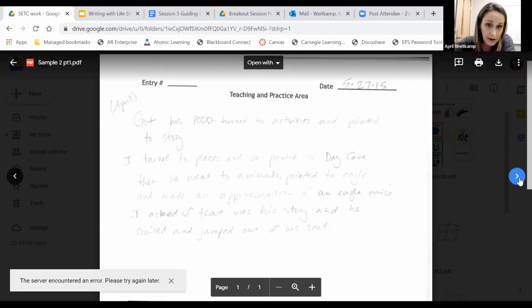He pointed to daycare, and then we went to animals, and he pointed to an eagle, and then he went ha at me and tried to make a bird noise. That was pretty big because that guy would usually just make a happy sound or yell at me. He was pretty apraxic. And then I asked if that was his story, that he was at daycare, there was a book and it had a bird in it, and he jumped up and down in his chair and got really excited because that was what he was trying to tell me.